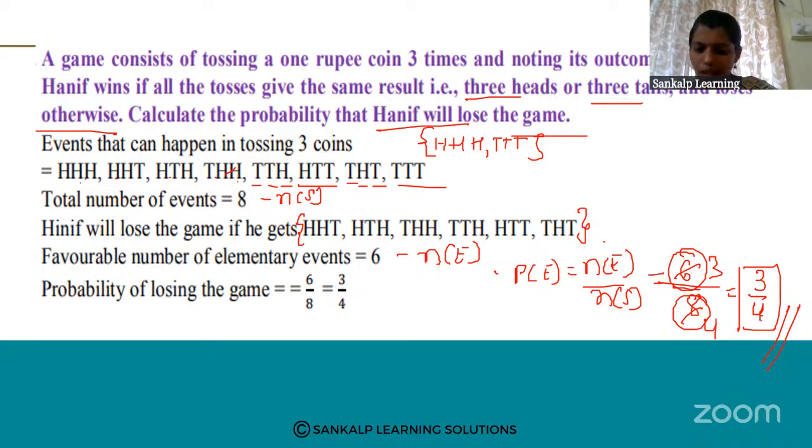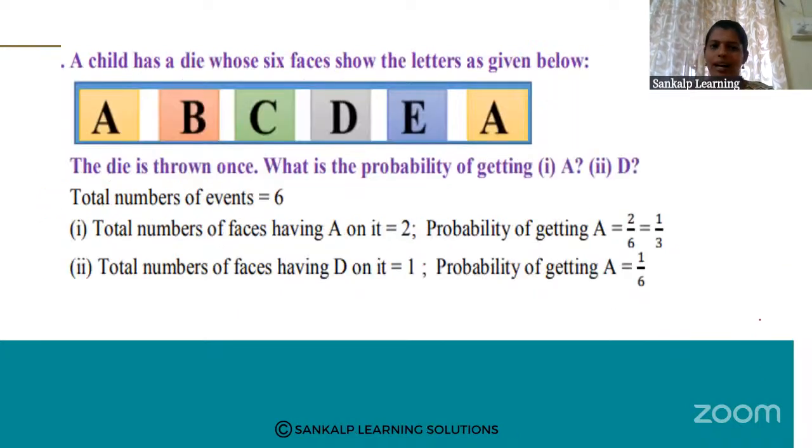Understood? Okay, next question. A child has a die whose 6 faces show the letters as given below. One dice is actually a die. There are 6 faces, and the faces contain A, B, C, D, E and again A. So the letters are A, B, C, D, E, A. The die is thrown once. When thrown once, what is the probability of getting A and getting D?